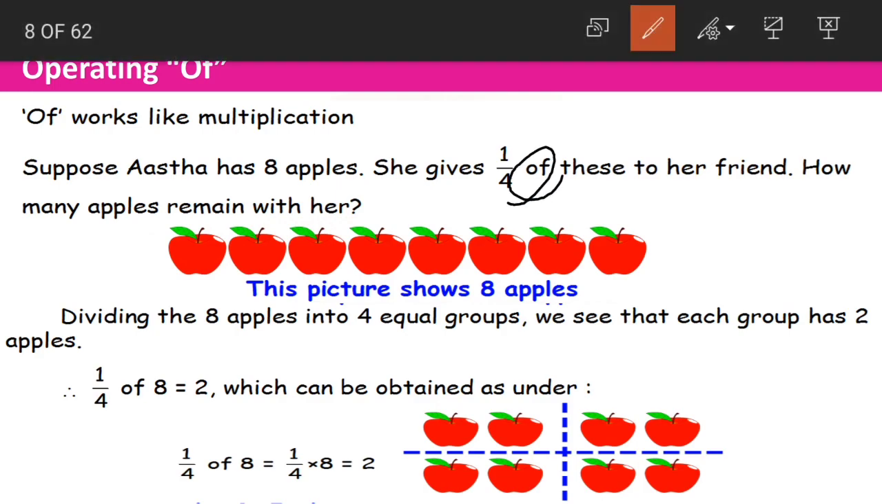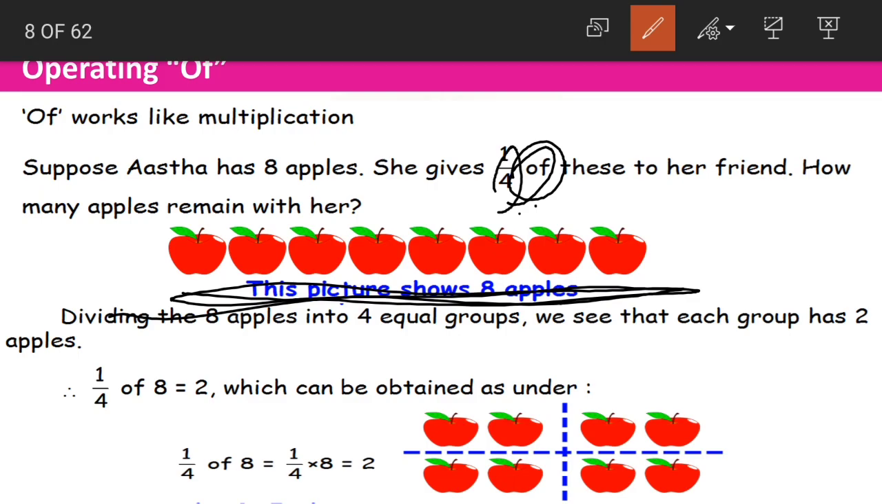The word "of" is used whenever we have fractions. This word "of" is used often. Now what are they saying? Astha has 8 apples. See, look at this picture. This shows 8 apples. And what did she do? She gave 1 by 4 of these apples to her friend. From these apples, she gave away 1 by 4.